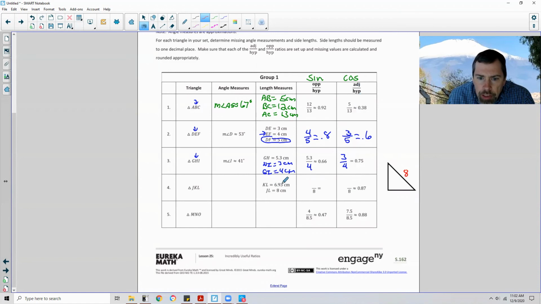KL is 6.93, JL is 8. So JKL, JL has to be the hypotenuse. So that's how come I named it JL. And so therefore by elimination, that's got to be K, the 90-degree angle. So JL is 8. That is the hypotenuse. KL is 6.93.